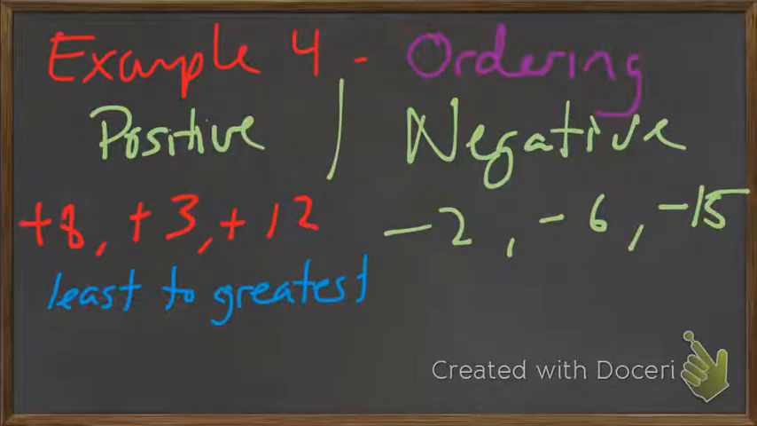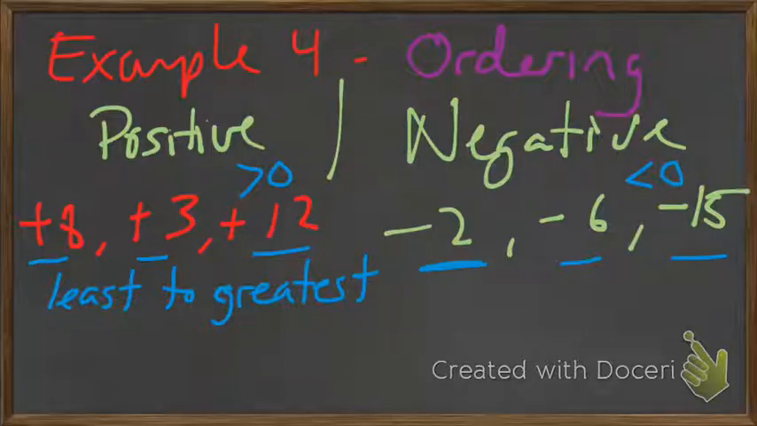When we say least, we usually mean the smallest number, the one with the least value. If we have positive 8, positive 3, positive 12, those are all above 0. These are all greater than 0. We have negative 2, negative 6, negative 15. These are all less than 0. So the negative numbers should be first in our list of least to greatest.